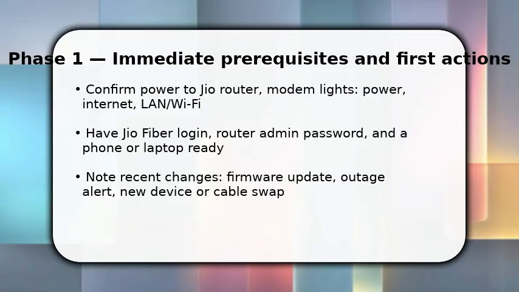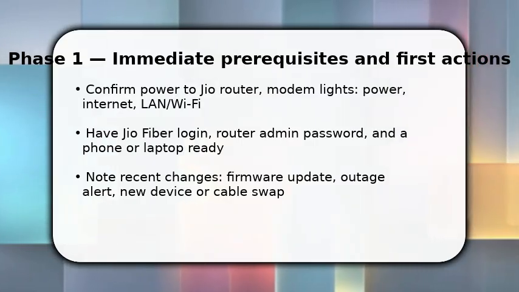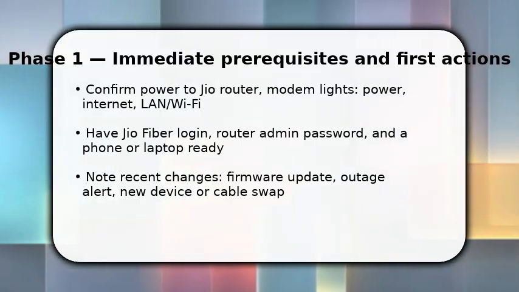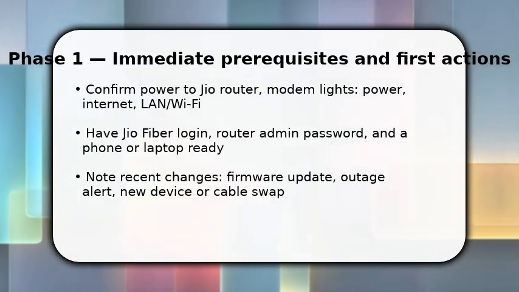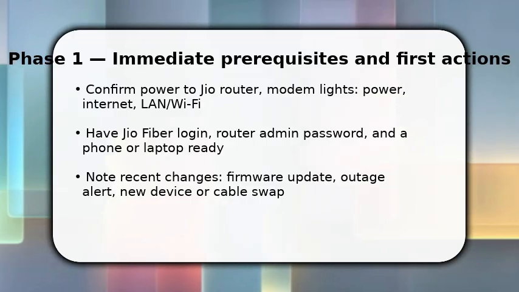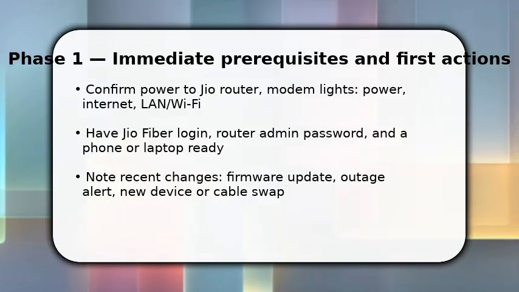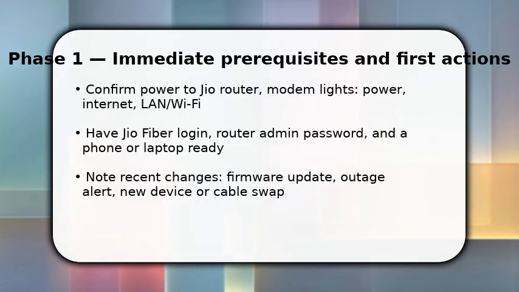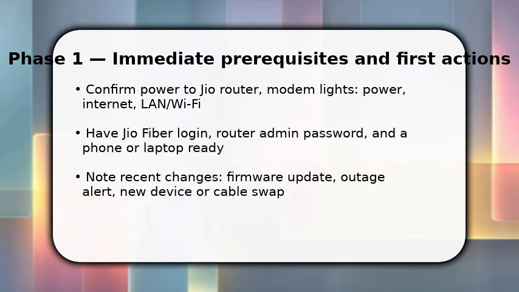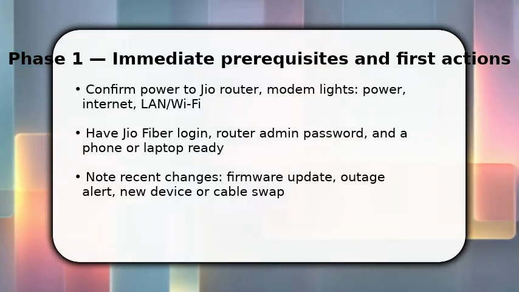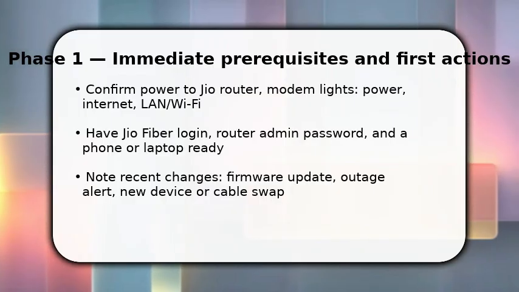You start by confirming prerequisites and performing initial checks. Plug in the router and verify the power and internet LEDs. Next, connect a laptop or phone to the router by Wi-Fi or Ethernet so you can access the admin page. Once connected, log into the Jio app or 192.168.29.1 with the admin password. This gives you diagnostics and current status.